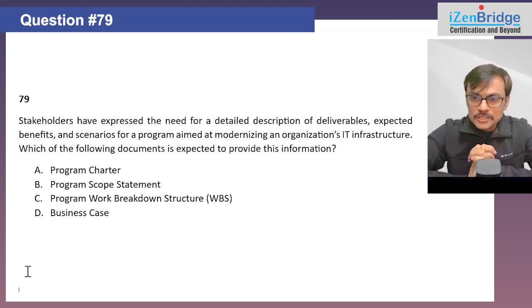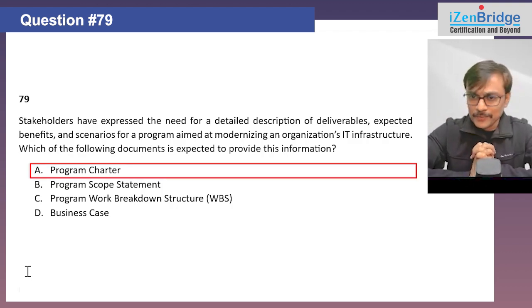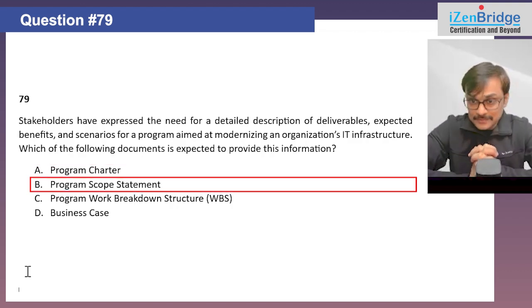Yeah. So detailed description of the deliverables. So definitely it's not a program charter. It's not having a detailed description of the deliverables. It may have high level deliverables identified. Expected benefits are expected to be there, but not scenarios and all those details. Program scope statement seems to be a good candidate.